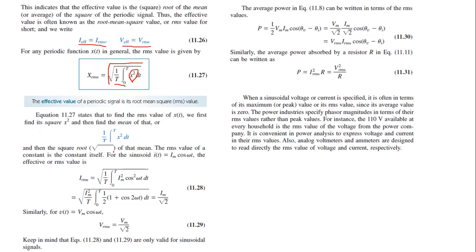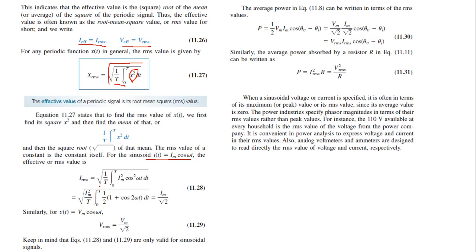So how can we find this root mean square? First find the square value, then take the mean value, then take the square root. Now let us consider a sinusoidal signal. Consider a current I of t, so I of t is equal to Im cos omega t. Let us find the RMS value of this.